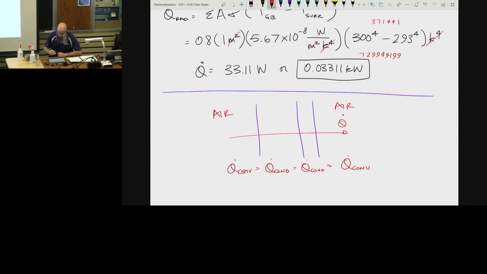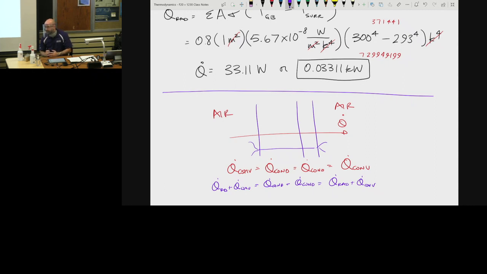Now, if there was radiation going in here, we would have Q dot radiation plus Q dot convection is equal to Q dot conduction, which is equal to Q dot conduction, which is equal to Q dot radiation plus Q dot convection. Because those two things, the radiation and convection added together, would have to equal that conduction. What comes in goes out. And that's the whole principle of the homework problem that you have when you're dealing with the wall.